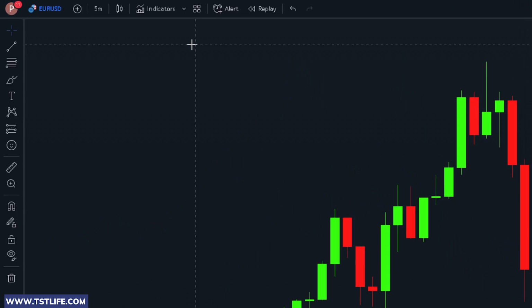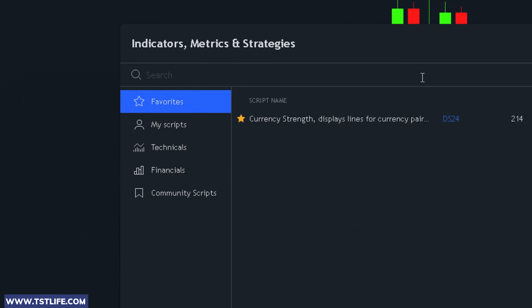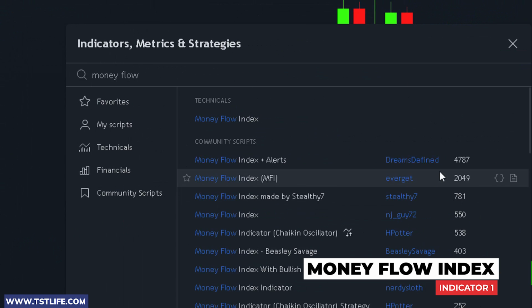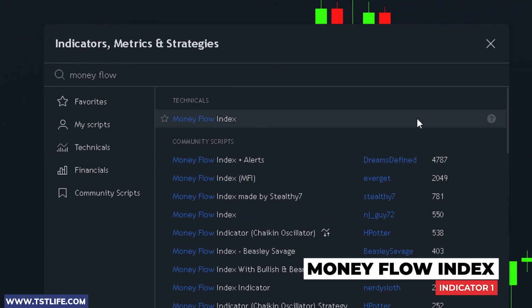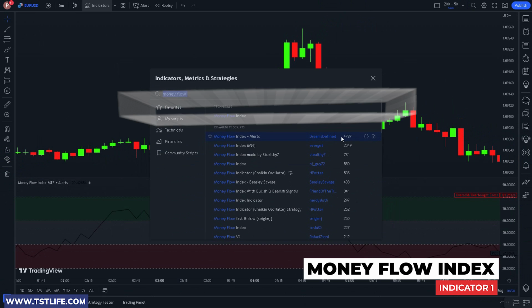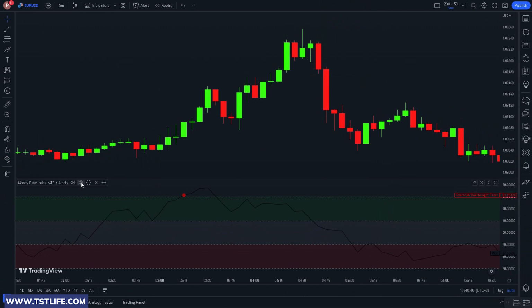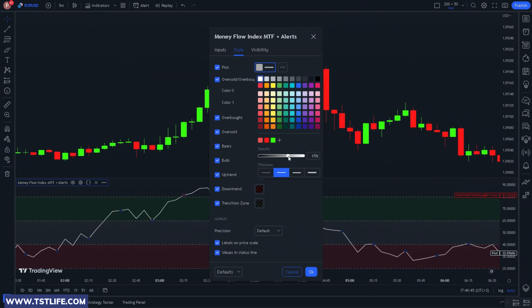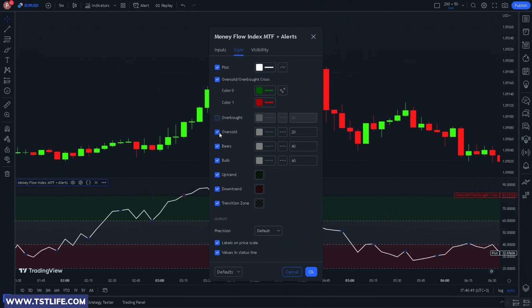Next, we need to add the technical indicators to the price chart. We began by adding the first indicator. It's called the Money Flow Index, created by Dreams Defined. You can also opt for the regular one, but you might notice that the one we're reviewing today is also offering entry alerts, which would make our job way easier and clearer.